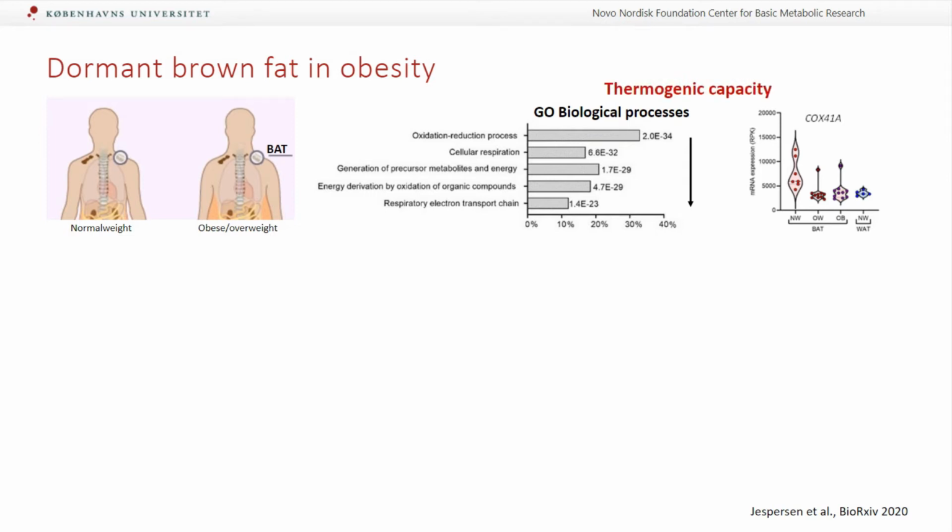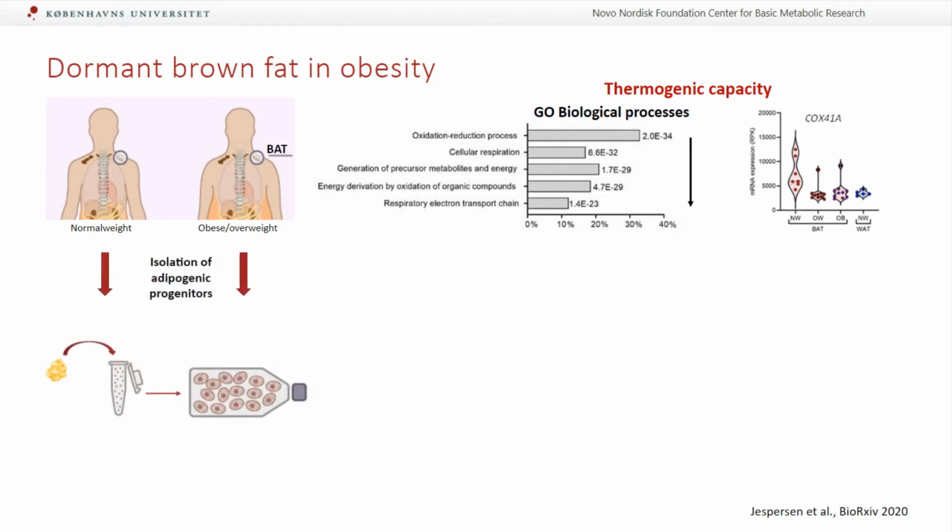And so we concluded that the thermogenic capacity was downregulated. And this is consistent, of course, with the PET-CT scan studies that show an association with reduced brown fat activity.